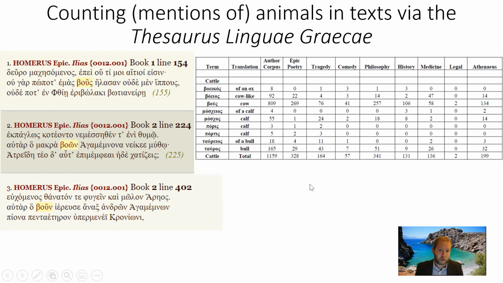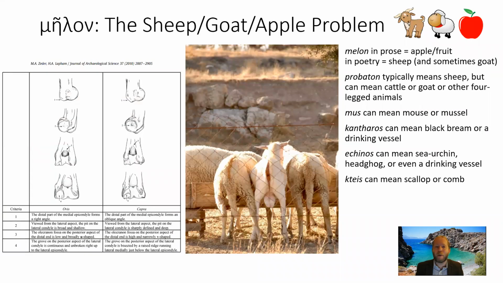And I can get results like this of different cattle terms in different genres and different authors and different texts. Now, there's a lot of problems with this. For example, the sheep, goat, apple problem. In zooarchaeology, looking at animal bones, it's well known that distinguishing sheep from goat bones is quite difficult. They're really, really quite similar. They look almost identical, and it's only really tiny criteria that can tell them apart. On average, I can identify maybe 1/3 of all my sheep or goat bones to either sheep or goat, and the rest are just sheep/goat. With those, I divide them proportionally.